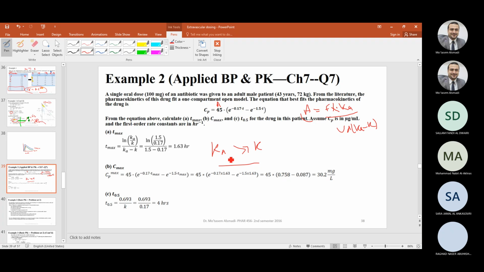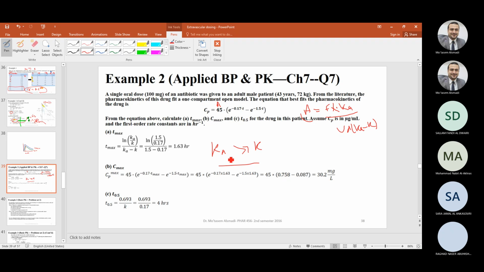The first thing has been done. So what about the Tmax? Tmax is natural log of Ka divided by K, divided by Ka minus K, right? Now we know that the Ka is 1.5 and the K is 0.17. Just plug in the values here. That will give you a Tmax equal to 1.63 hours. Now the last step, what's the Cmax? At the same dose, which is 100, use the same equation and put the value here of T equal to Tmax, right?